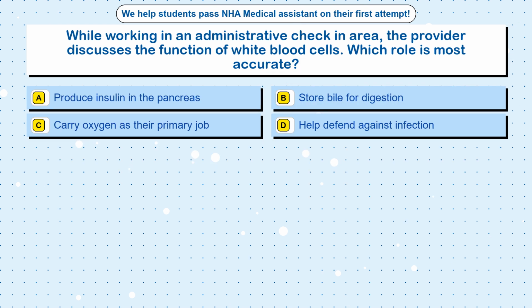Question 39. While working in an administrative check-in area, the provider discusses the function of white blood cells. Which role is most accurate? Option A, produce insulin in the pancreas. Option B, store bile for digestion. Option C, carry oxygen as their primary job. Option D, help defend against infection.